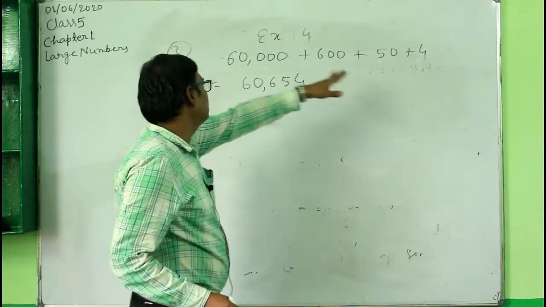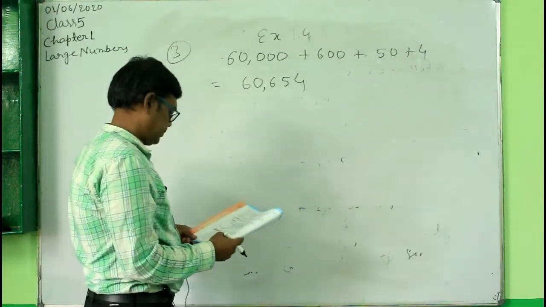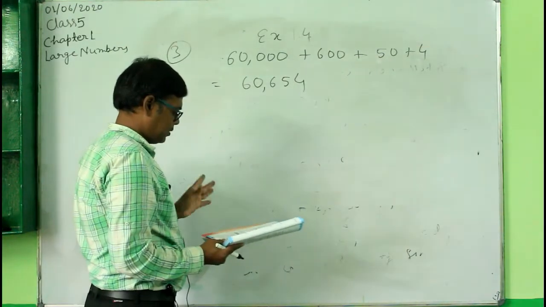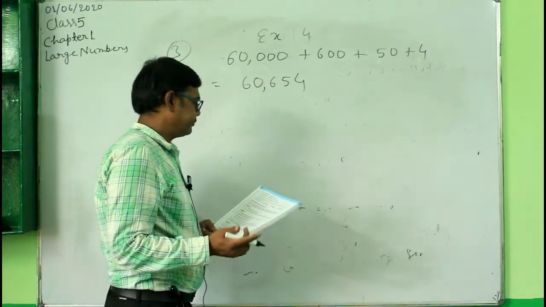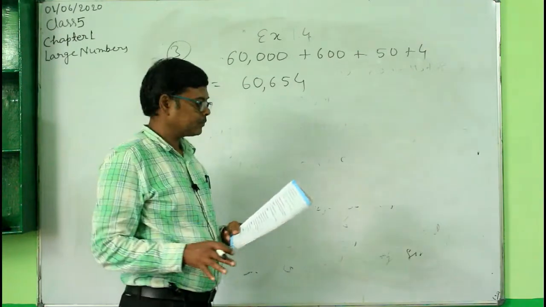You will just add all the numbers to get this answer. So this is the answer, and then you will do the other questions yourself. That is the homework, because all are similar.